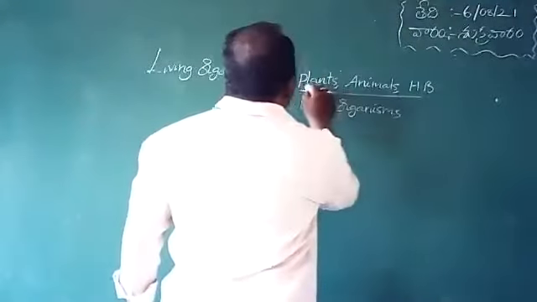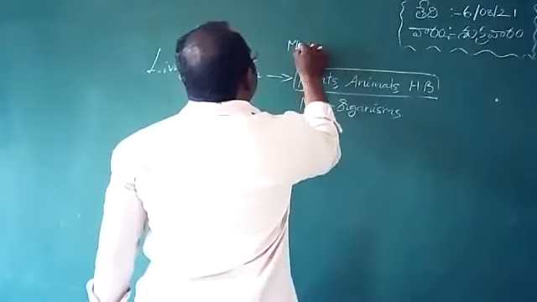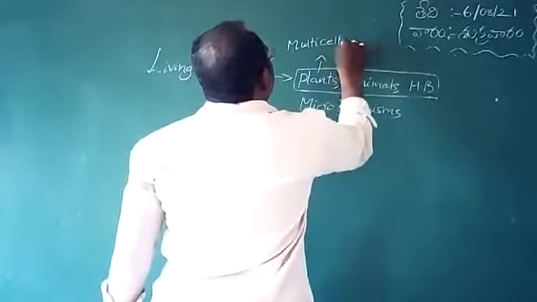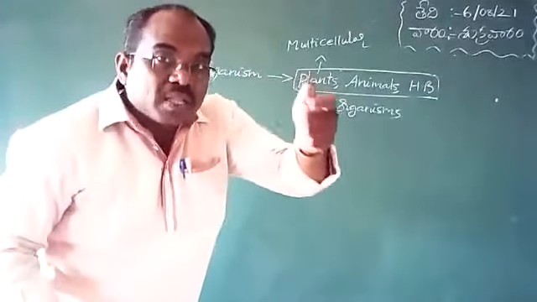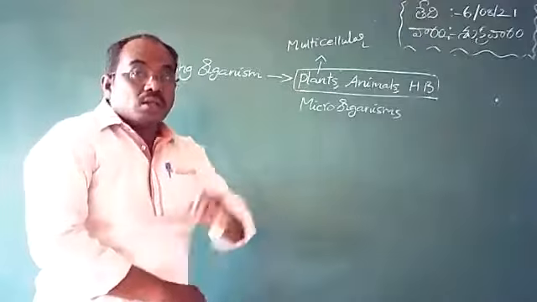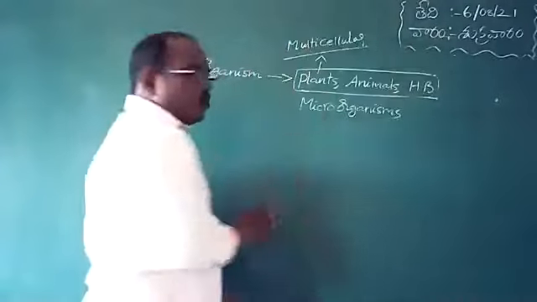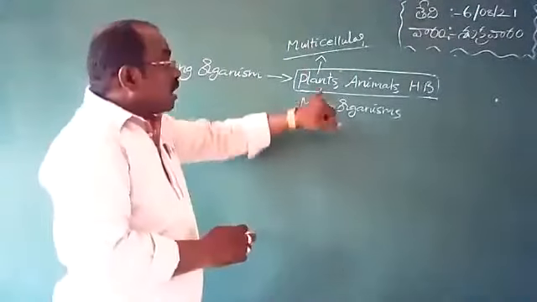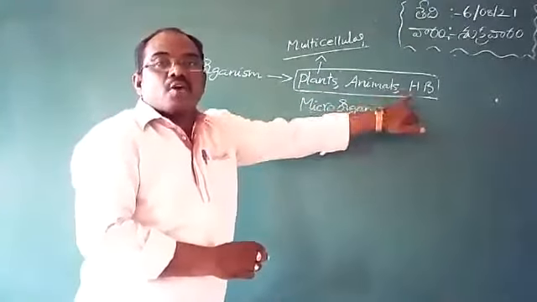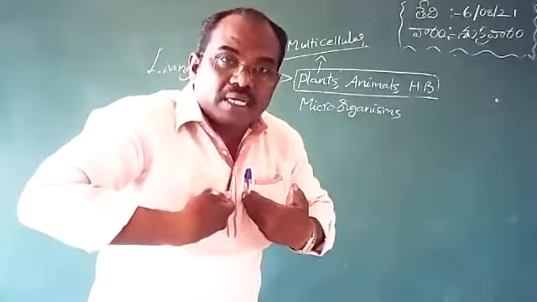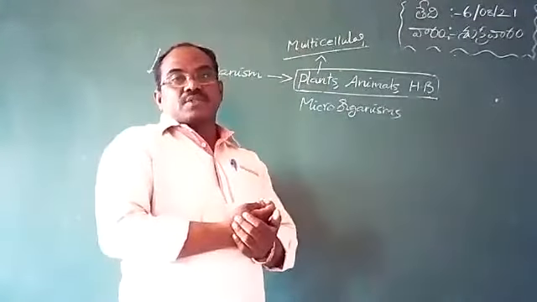Plants, animals and human beings are multicellular organisms. The organism contains more than one cell, that is called a multicellular organism. What are the examples of multicellular organisms? Plants, animals and human beings. We are all multicellular organisms.